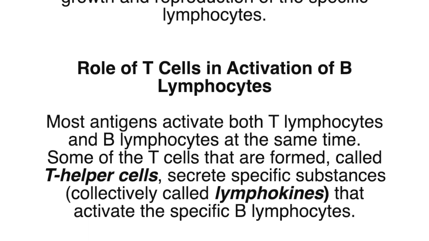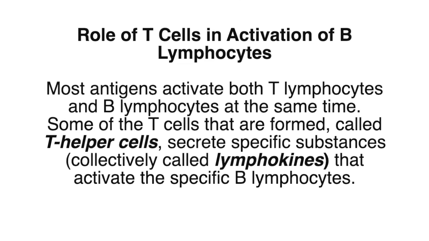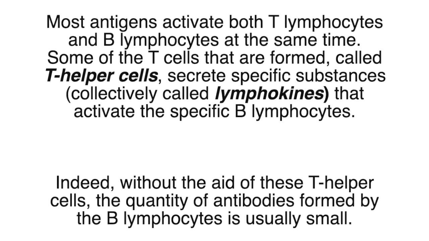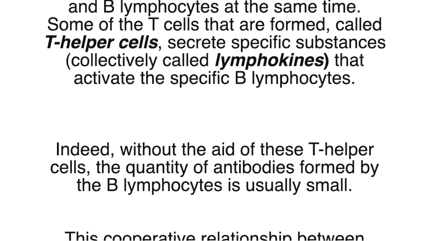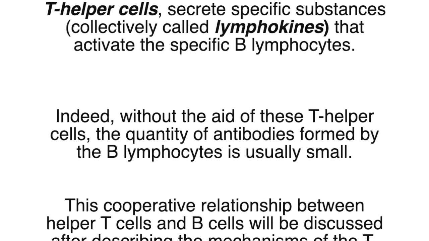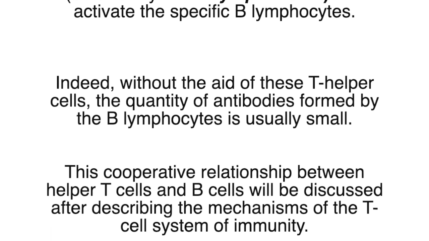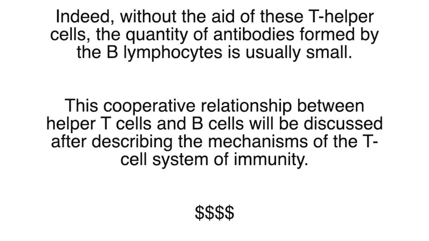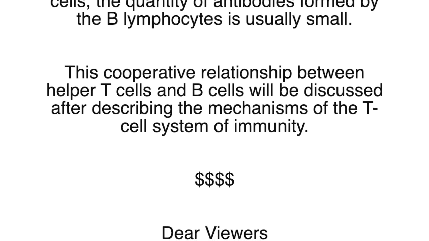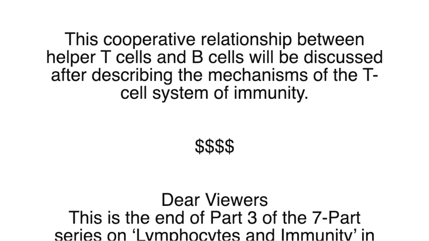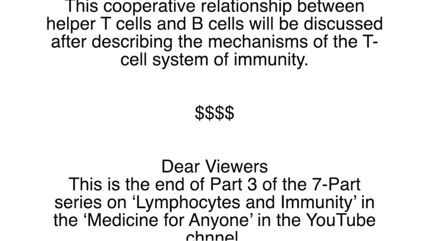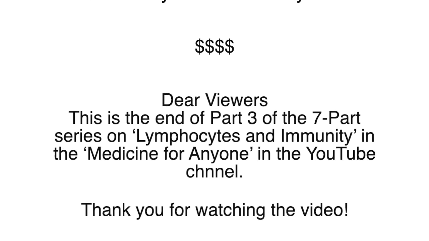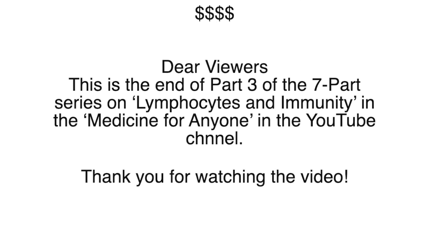Role of T cells in activation of B lymphocytes. Most antigens activate both T and B lymphocytes at the same time. Most of the T cells that are formed, called the T helper cells, secrete specific substances, collectively called the lymphokines, that activate the specific B lymphocytes. Indeed, without the aid of these T helper cells, the quantity of antibodies formed by the B lymphocytes is usually small. This cooperative relationship between helper T cells and B cells will be discussed after describing the mechanisms of the T cell system of immunity.